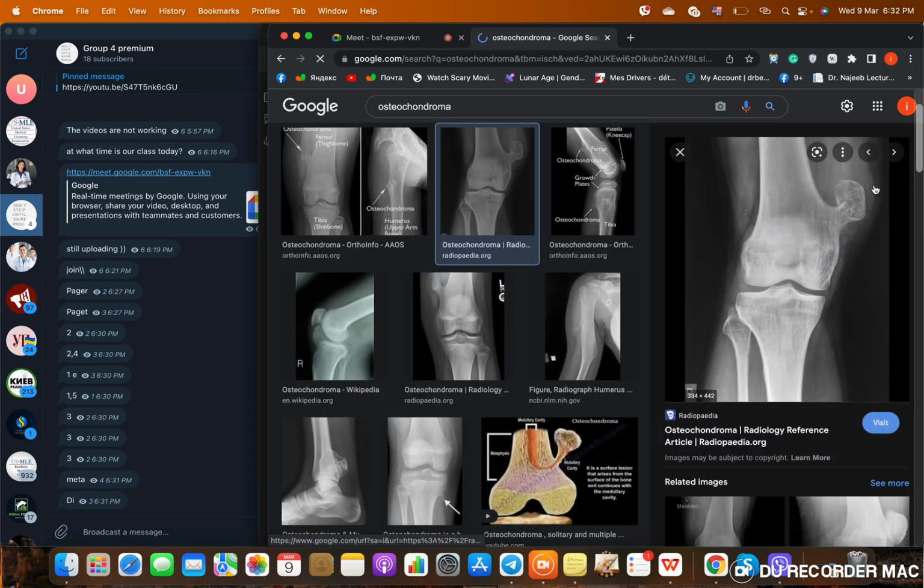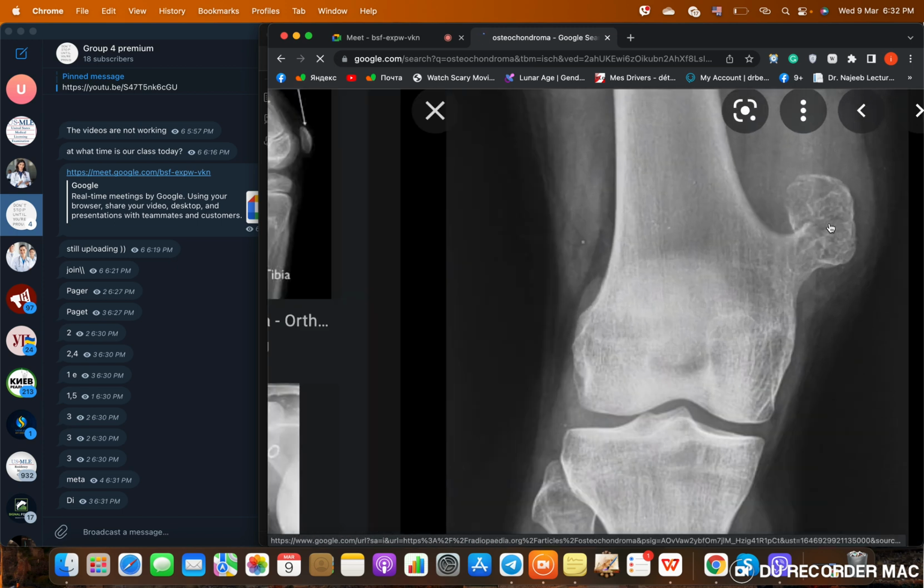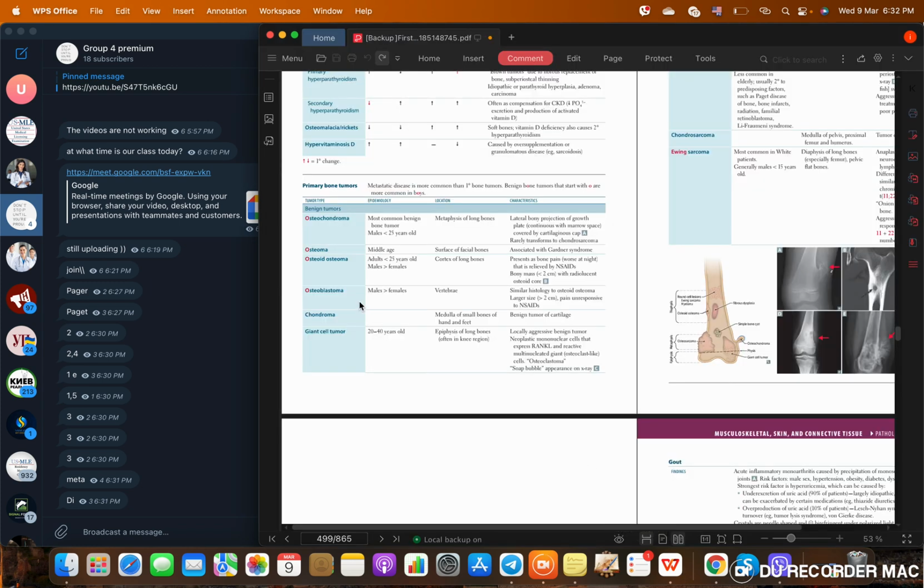Osteochondroma. Okay, can you see how it goes out? Inside of it, if you biopsy it, what will you find? The answer is bone marrow, right? It's just an outpouch of the bone. That's how they want you to think about it. It's an outpouch of the bone.